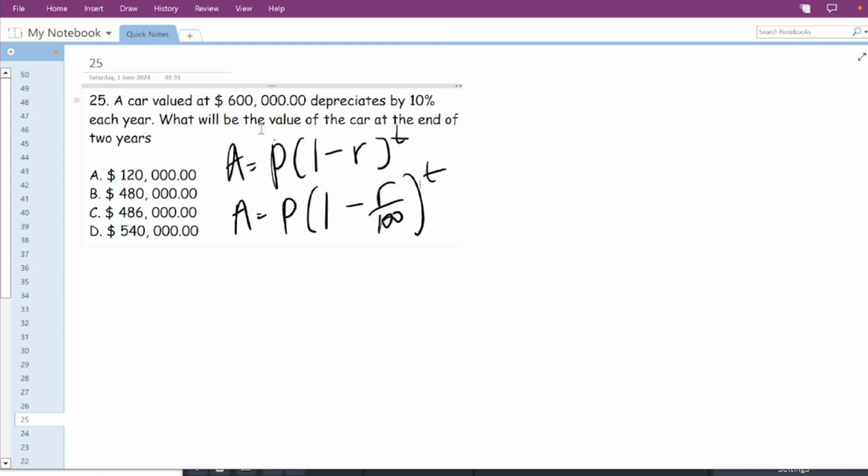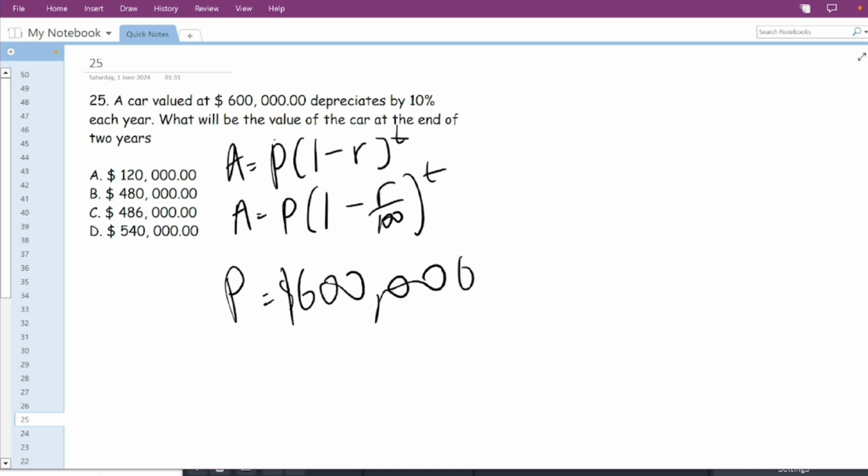Like the question says, the car is valued at $600,000, so our P represents $600,000. Then it depreciates by 10% each year, which is a constant, so our rate is 10%. And the last part says, what would be the value of the car at the end of 2 years? Our time is 2 years. With this, we can now find the value of the car after 2 years using the formula.